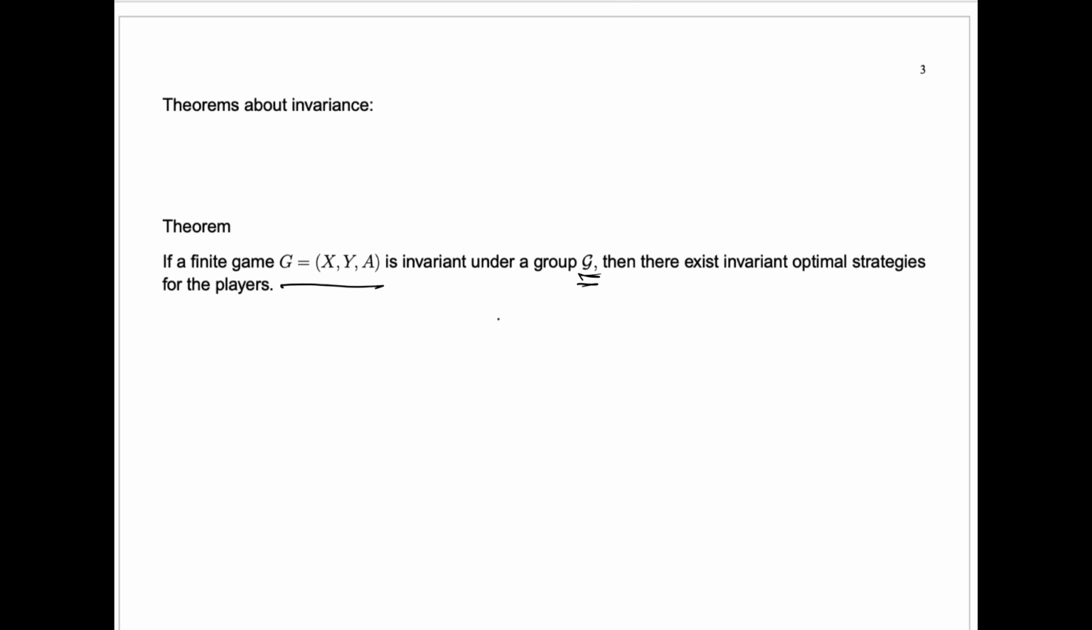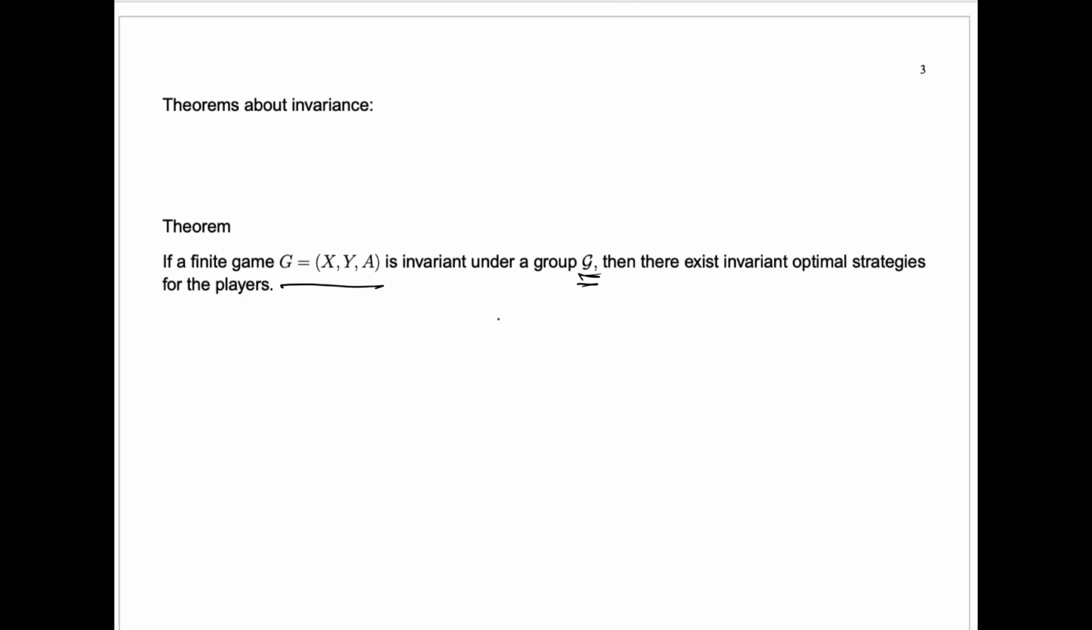If in the original game you had rock beating scissors, after you transformed rock to paper, paper to scissors, scissors to rock, instead of saying rock beats scissors, it would be just the same as saying paper beats rock. But the game would play exactly the same way.